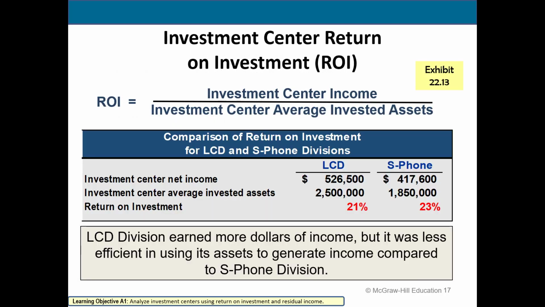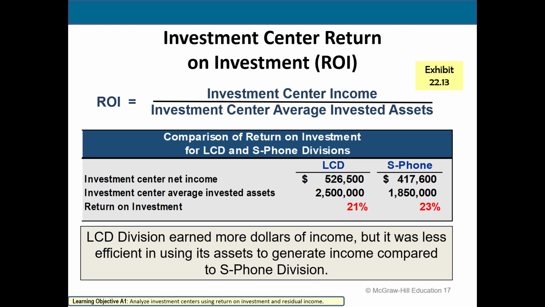So an investment center's performance can be evaluated using what's called return on investment, or ROI, which is the operating income divided by the average invested assets. So we're looking at the information for ZTEL, a company that has two divisions, LCD and S-Phone. The LCD division makes LCD monitors and sells them, and the S-Phone division sells smartphones. In this exhibit, we can see the current year income and assets.